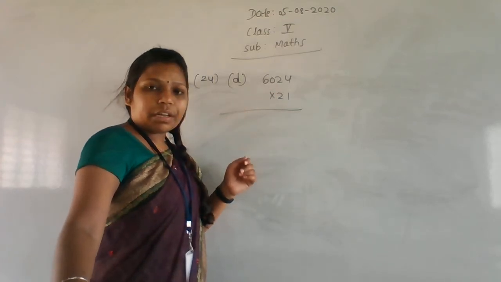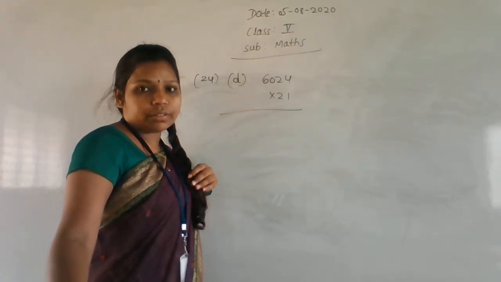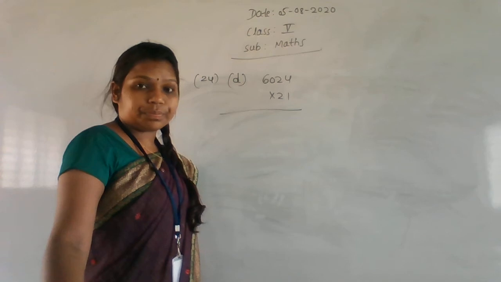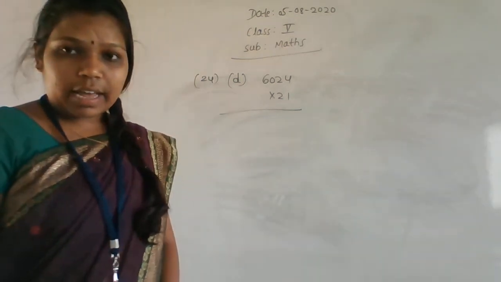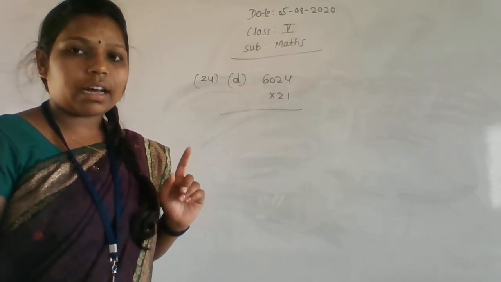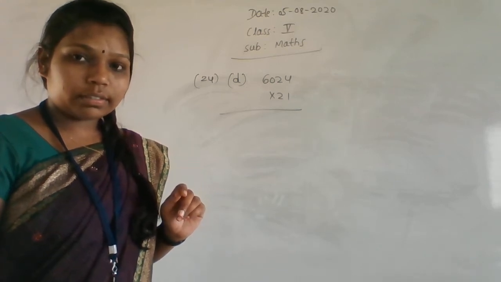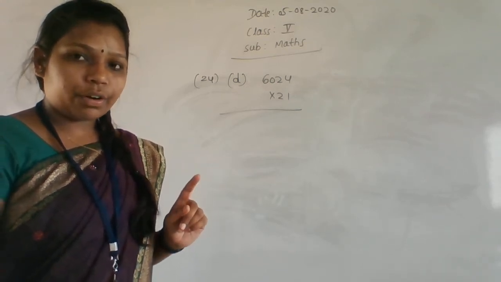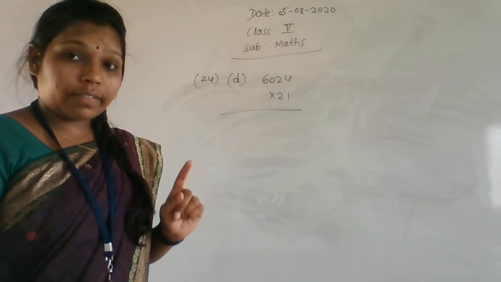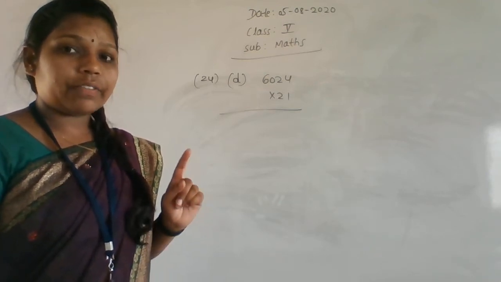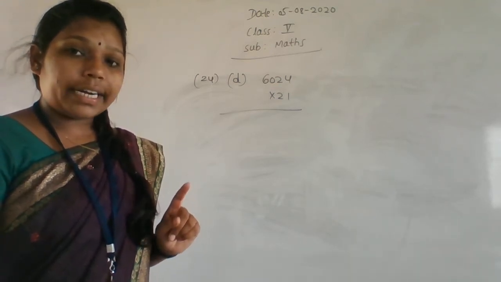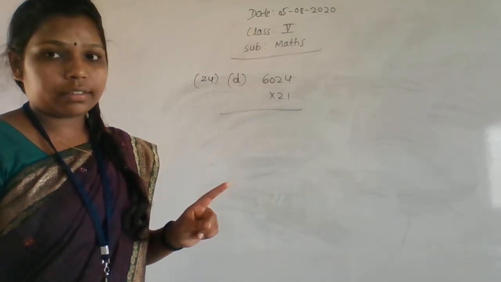21 fours are how much? 21 ones are 21, 21 twos are 42, 21 threes are 63, 21 fours are 84, 21 fives are 105, 21 sixes are 126, 21 sevens are 147, 21 eights are 168, 21 nines are what? 189, and 21 tens are 210. Okay.